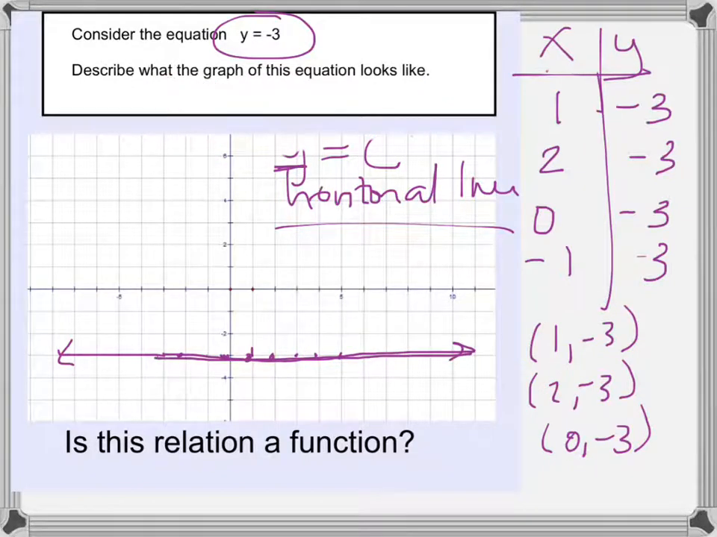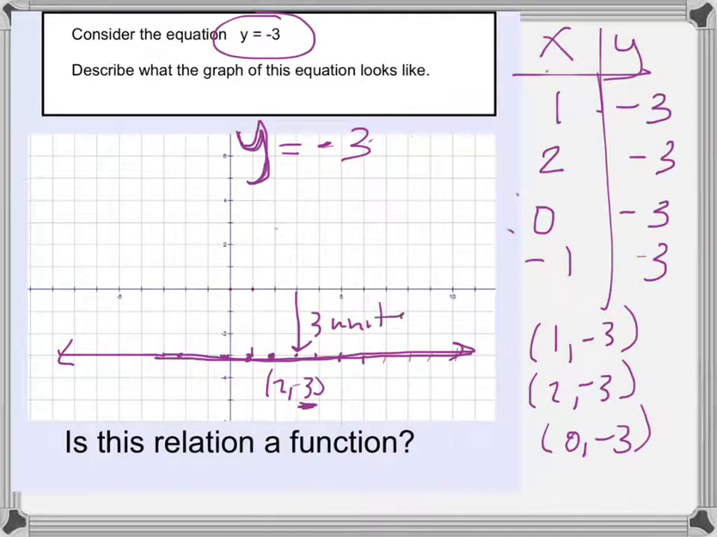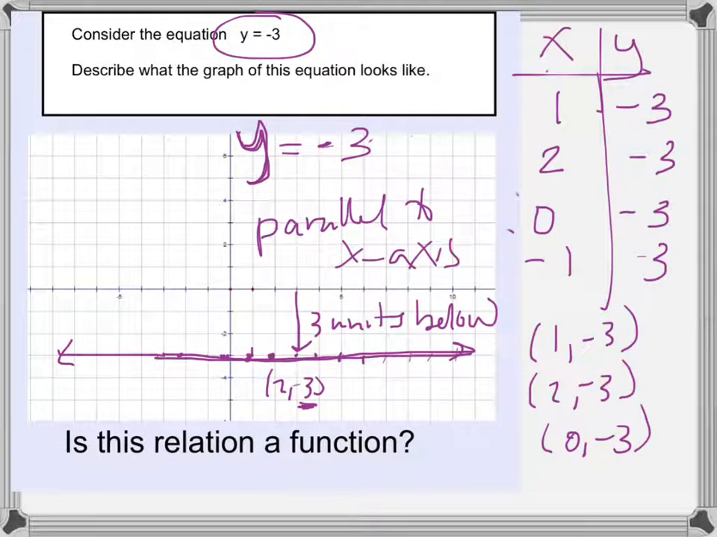When I look at this equation in particular, y is equal to negative 3, it's saying that every y-coordinate on this line is 3 below the x-axis, right? It has a vertical position of negative 3. So this line is parallel to the x-axis and 3 units below. So if it asks you to describe it, it's parallel to the x-axis and 3 units below it, okay?